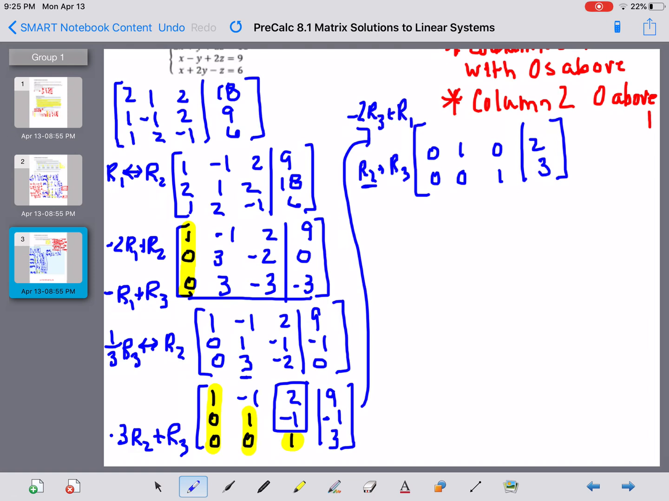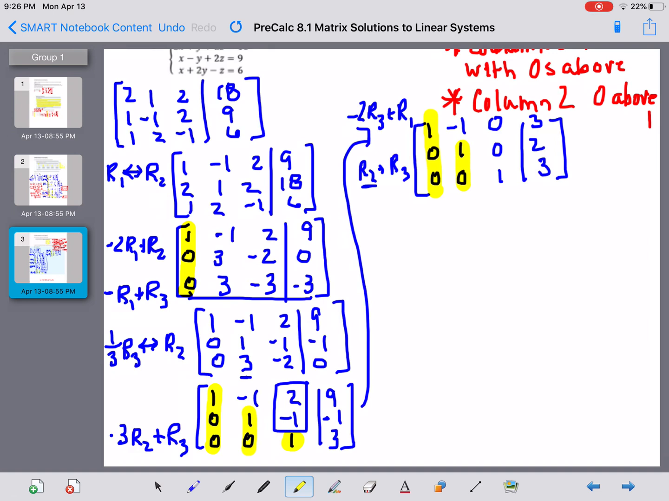So on the bottom, 0 times -2 is 0, plus 1 is 1. 0 times -2 is 0, plus -1 is -1. 1 times -2 is -2, plus the 2 makes 0. And 3 times -2 is -6, plus 9 is 3. All right, so once again, you'll notice I got my goal of 1 with a 0 underneath. And now I have a 1 in the third column with zeros above.